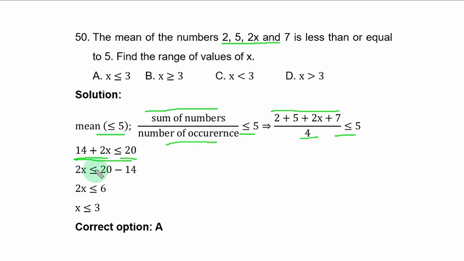If you transfer 14 to the right hand side, you have this result. 2s is less than or equal to 6. Divide through by 2. s is less than or equal to 3. A is the correct option.